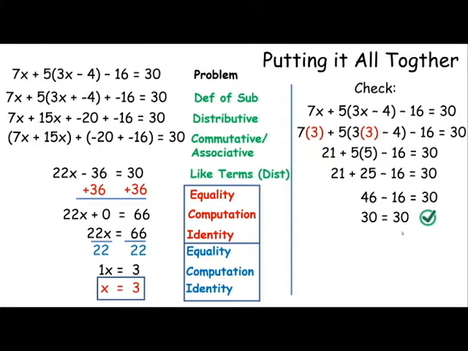If the sides don't match, you've made a computation error or some kind of an error earlier in the problem, and you do need to go back and fix that. One thing I should note, you'll notice back here that when I had my associative property regrouping things, I did get the 22x, but see this plus negative 36?